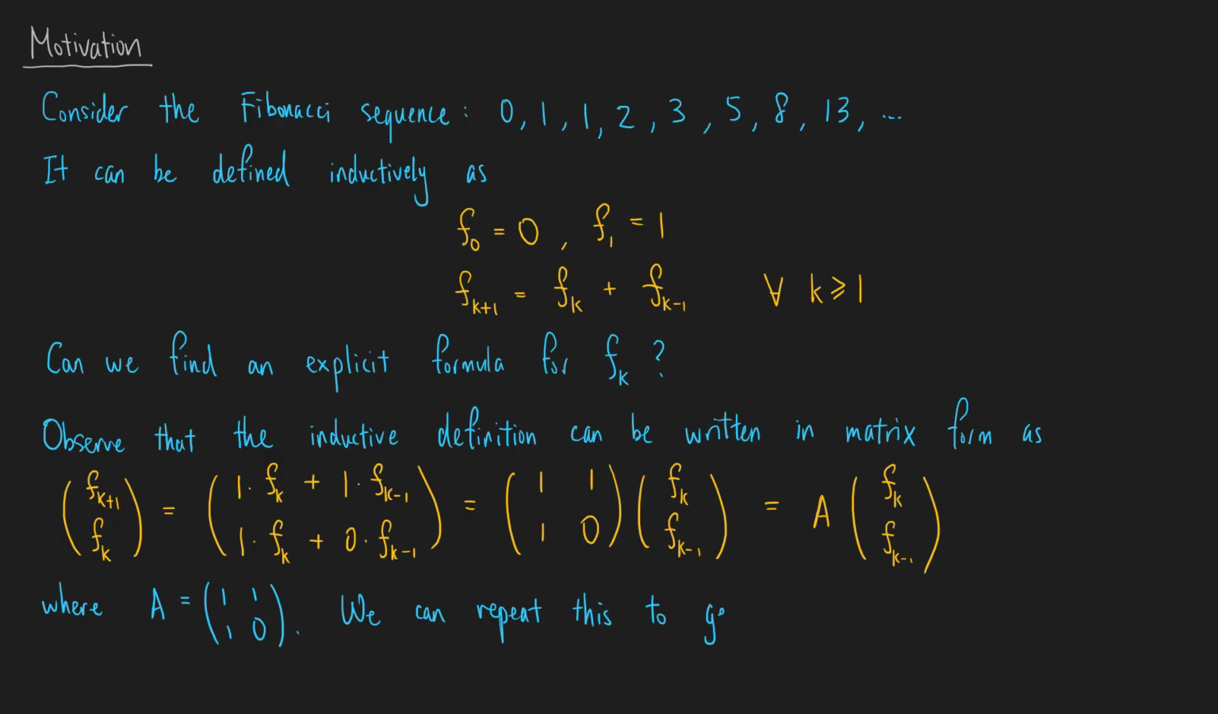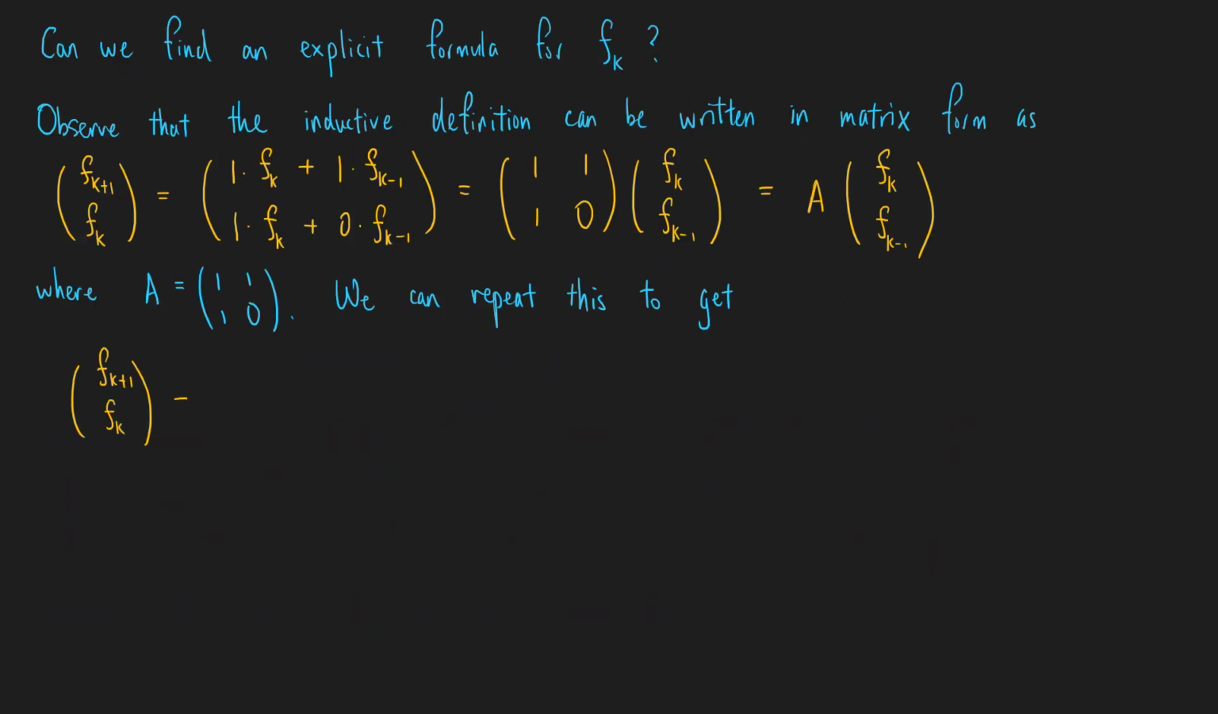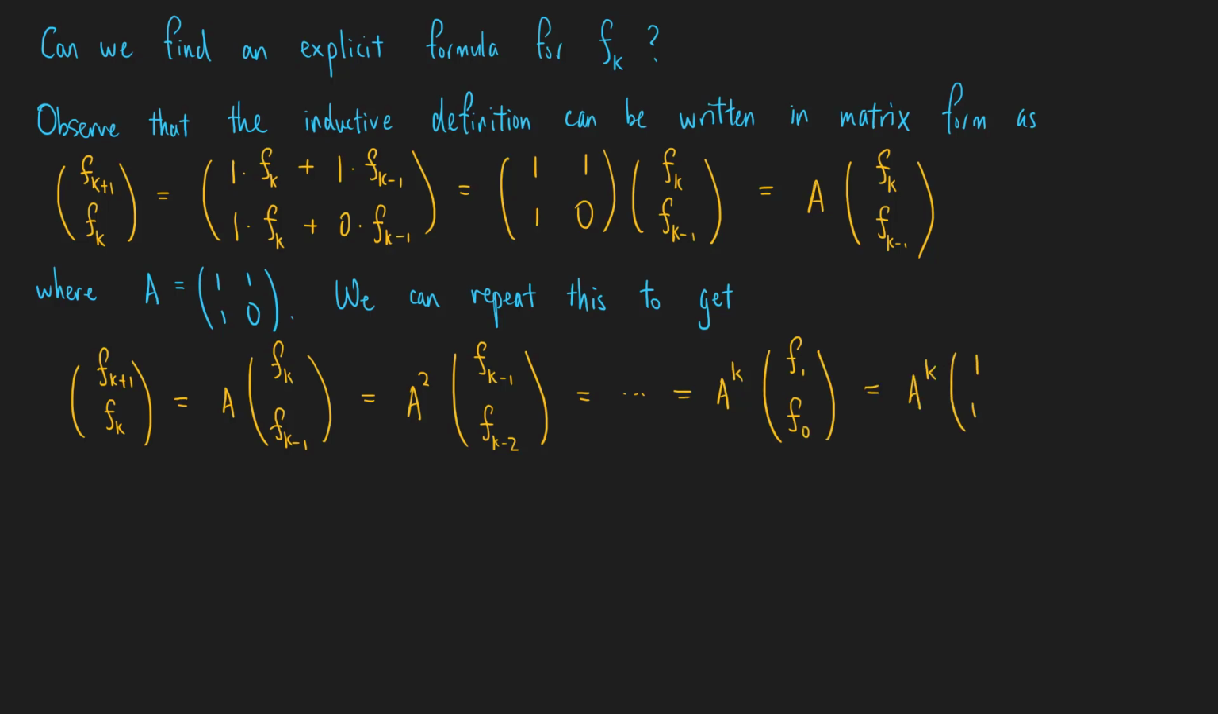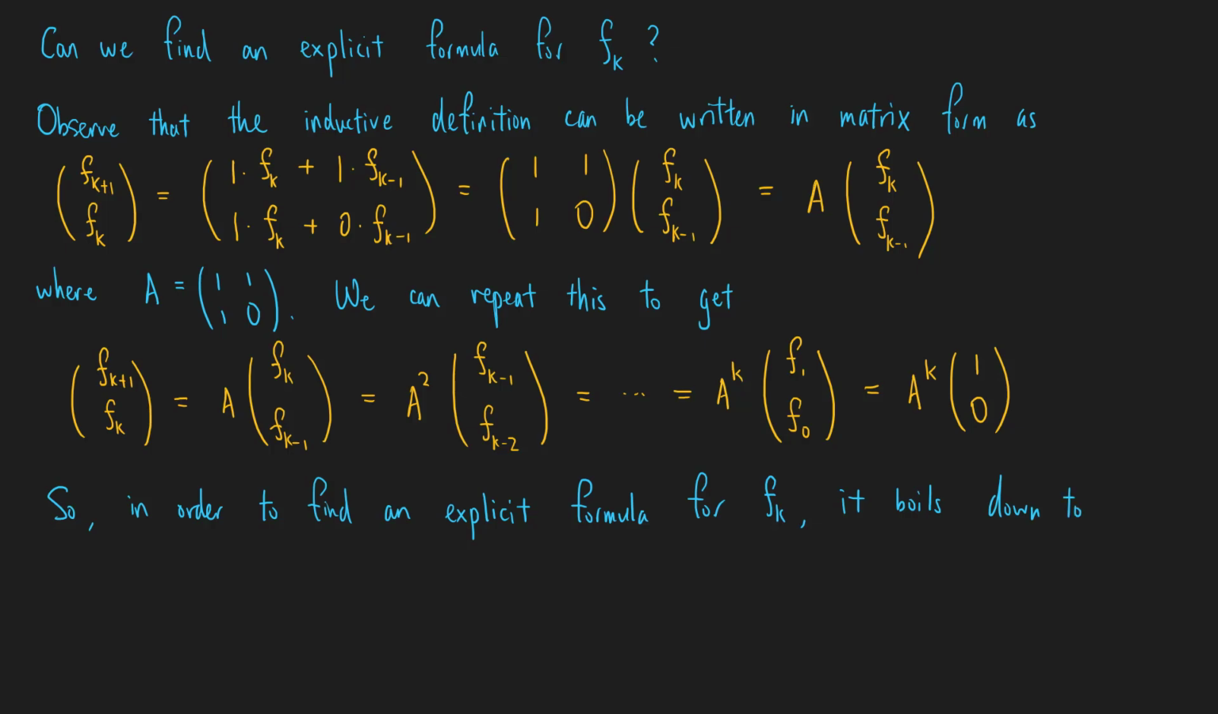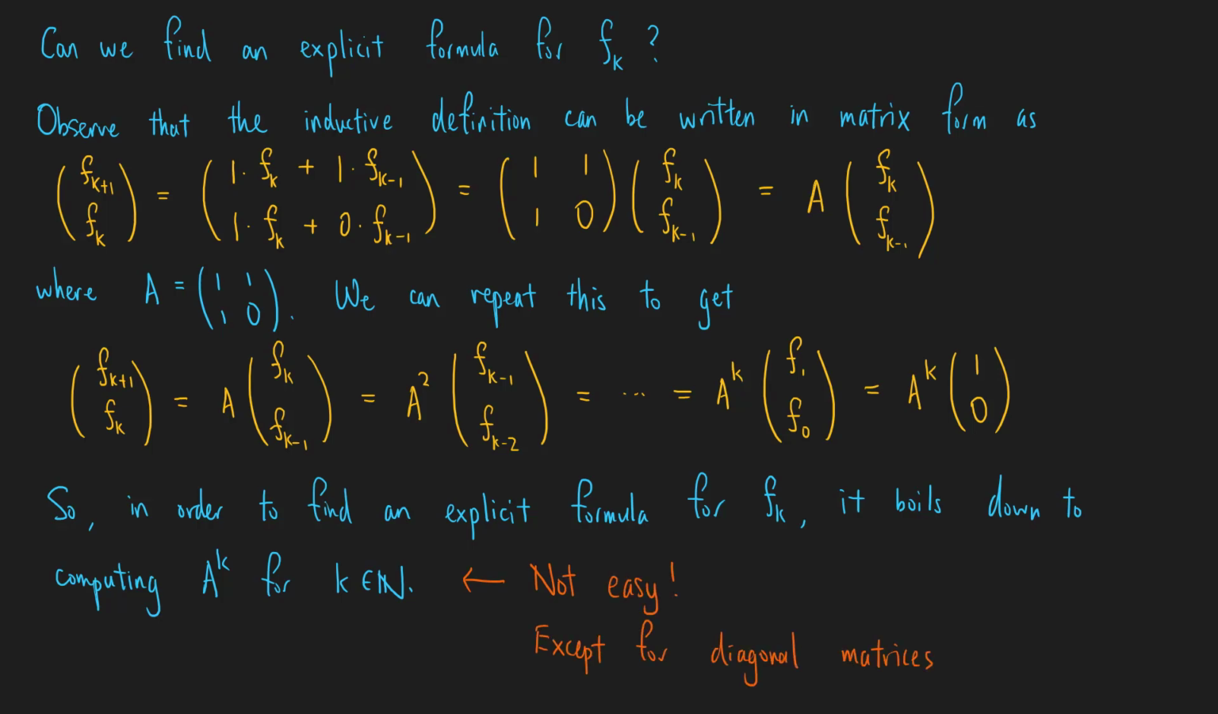We can repeat this to get that the vector (f_{k+1}, f_k) equals A squared times the vector (f_{k-1}, f_{k-2}), and so on, until we have A to the power k times the vector (f_1, f_0), where f_1 and f_0 are 1 and 0 respectively. So, in order to find an explicit formula for f_k, it boils down to computing A to the power k for each positive integer k. This is not always an easy task, except for a special kind of matrices, called diagonal matrices.